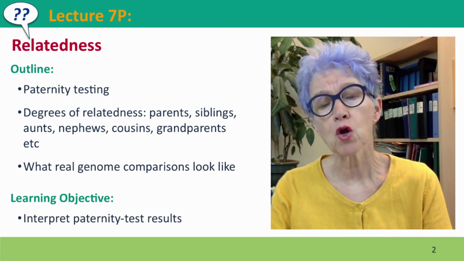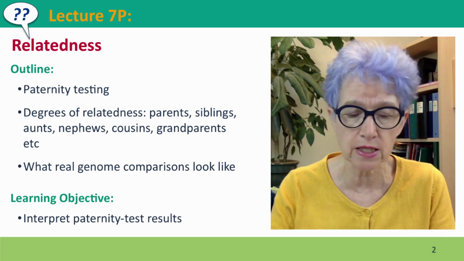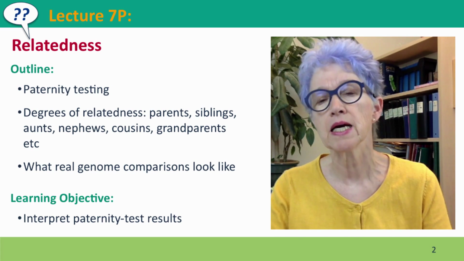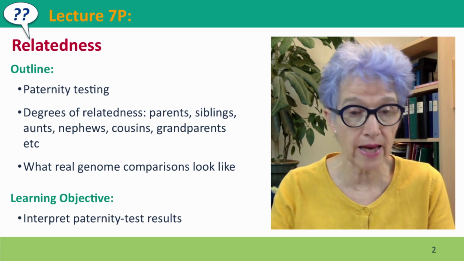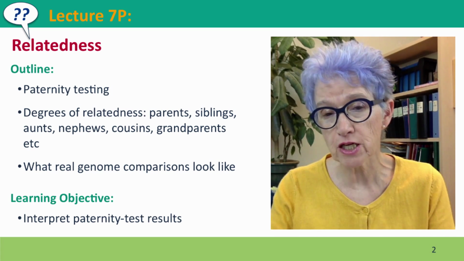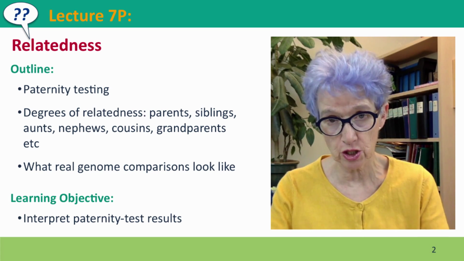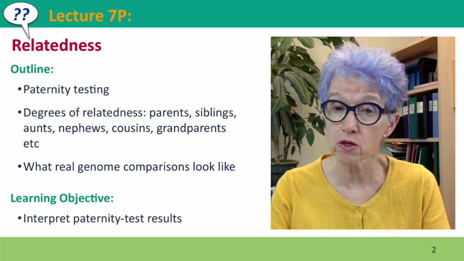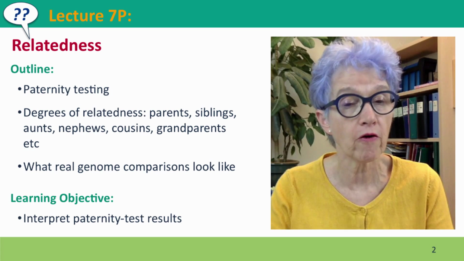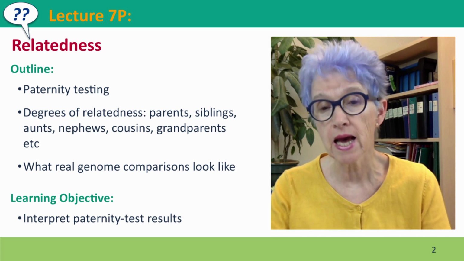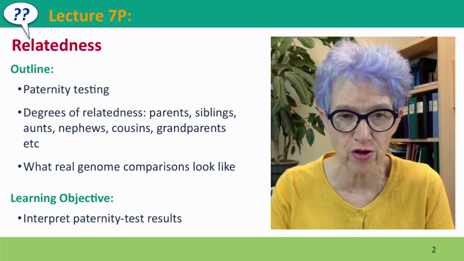We'll then think about lots of levels of relatedness, not just parent and child, but siblings and aunts and uncles and grandparents and cousins and second cousins and third cousins, looking in each case at how much genetic sharing, what proportion of shared alleles, is expected for each level of relationship. And then we're going to look at some real genome comparisons based on SNP typing analysis of family members that will let us see how real genomes compare to the ideal predictions of the theory.